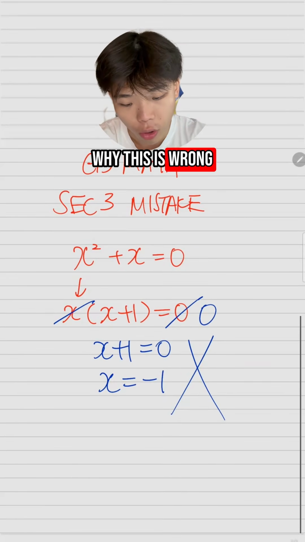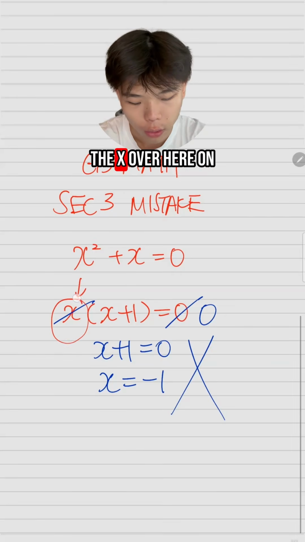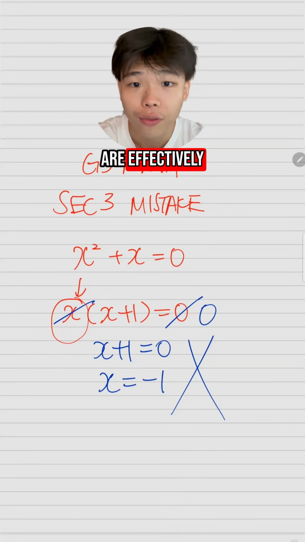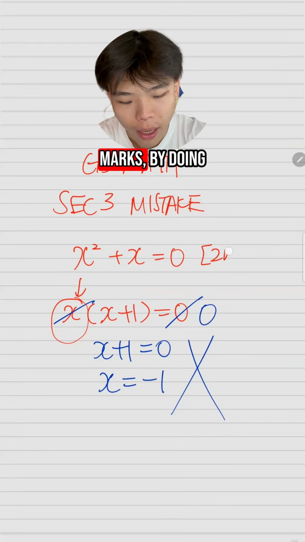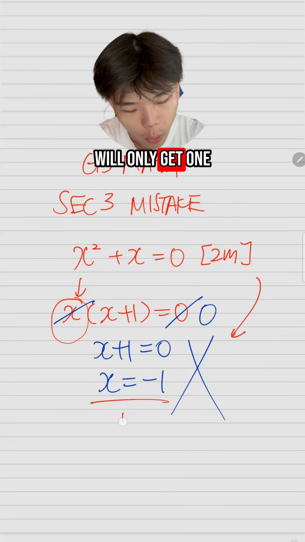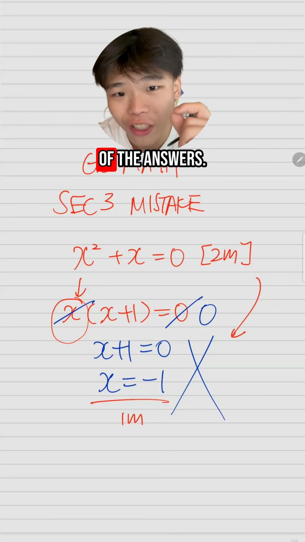And the reason why this is wrong is because when you cancel out the x over here on the left side, you are effectively removing one entire solution. So if the question is, let's say, 2 marks, by doing this method, you will only get 1 mark because you only get one of the answers.